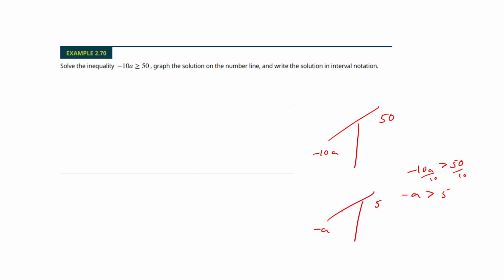Now, I don't want negative a. I want the opposite of that. So if negative a is heavier than 5, isn't a going to have to be less than negative 5? Do you see what I'm saying? If this is the opposite, then it's going to have to flip the inequality sign. I want the opposite of what I've written here. Well, the opposite is a is less than negative 5.